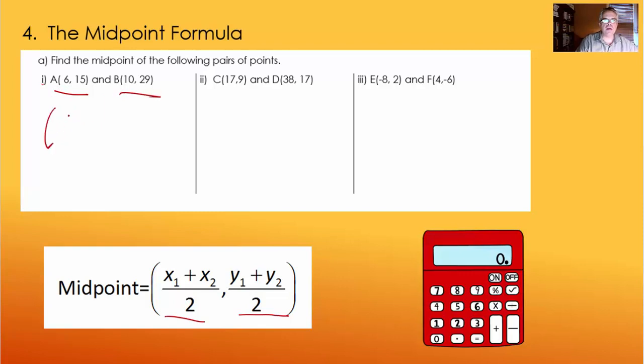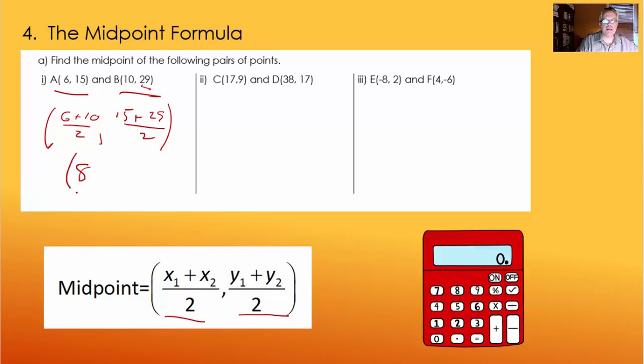So we add the x's and divide by 2. 6 is the x coordinate of the first point. 10 is the x coordinate of the second point. So you do 6 plus 10 divided by 2. I'm using this formula here. Add the x's and divide by 2. Then we're going to add the y's and divide by 2. This is the y coordinate of the first point, plus this is the y coordinate of the second point, divided by 2.